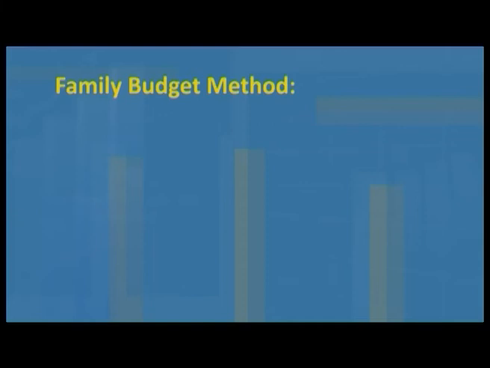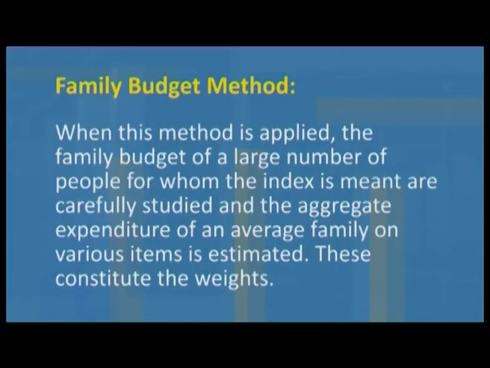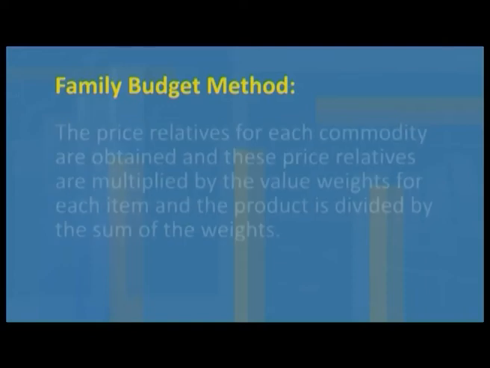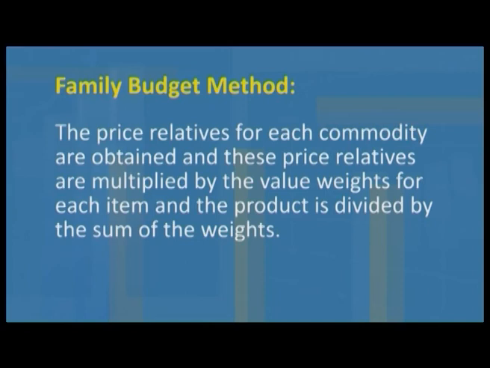Family budget method. When this method is applied, the family budget of a large number of people for whom the index is meant are carefully studied, and the aggregate expenditure of an average family on various items is estimated. These constitute the weights. The weights are thus the value weights obtained by multiplying the prices by quantities consumed, that is P0 Q0. The price relatives for each commodity are obtained, and these price relatives are multiplied by the value weights for each item, and the product is divided by the sum of the weights.